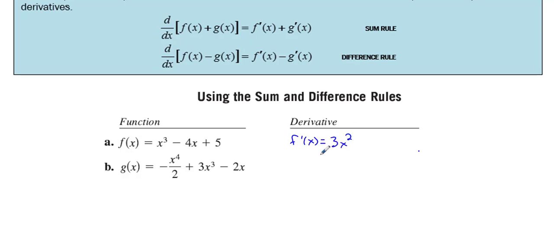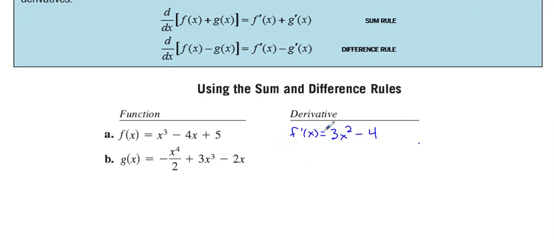3x squared. Now, careful of your signs here. What's the derivative of negative 4x? Negative 4, right? It'd be x to the 0 power, which would just be 1, right? What's the derivative of 5? 0 plus 0, okay? What do you guys notice about the powers of your derivative versus the power of your function? It better be 1 less, right? Because you're always subtracting 1 power.